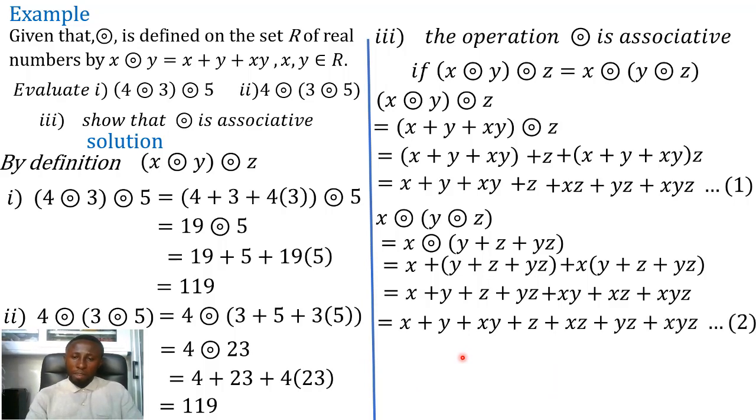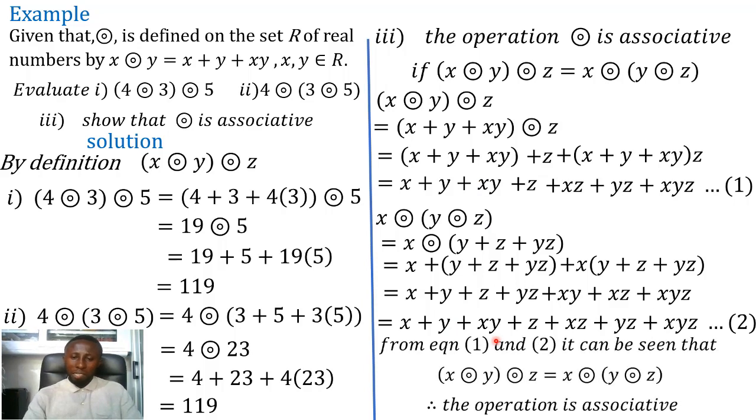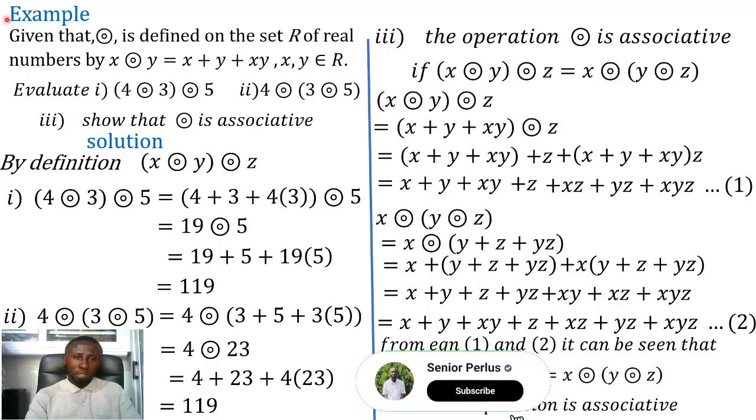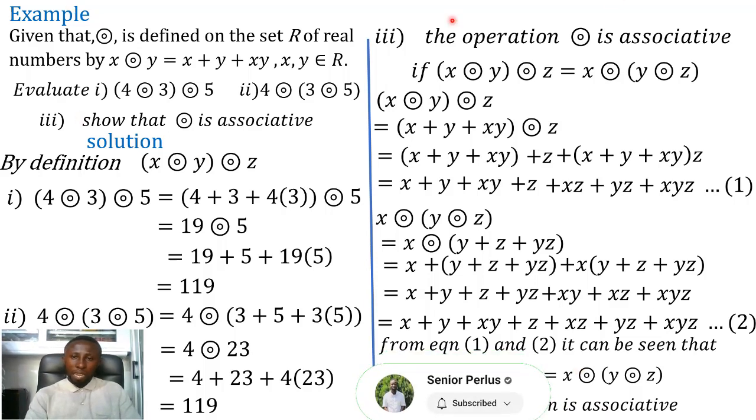So from here we can compare. Let's make it nice. Let's make it better. So we can compare. As we are comparing, equation 1 and equation 2 are the same. Therefore, from equation 1 and equation 2, we can conclude that this is associative. So the operation here is what? Associative. As easy as that.